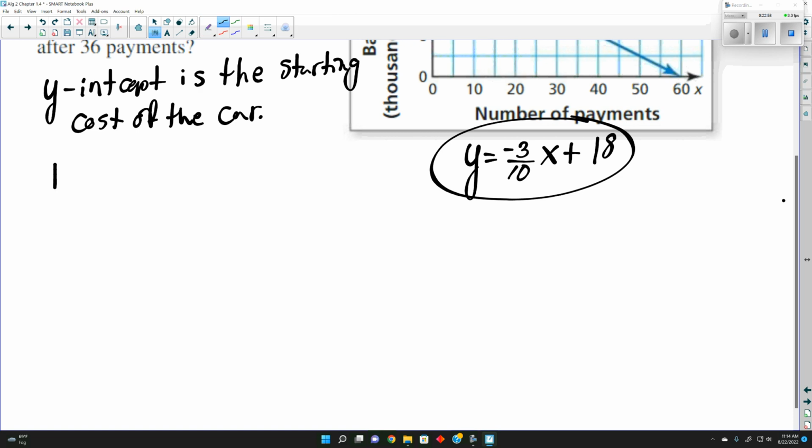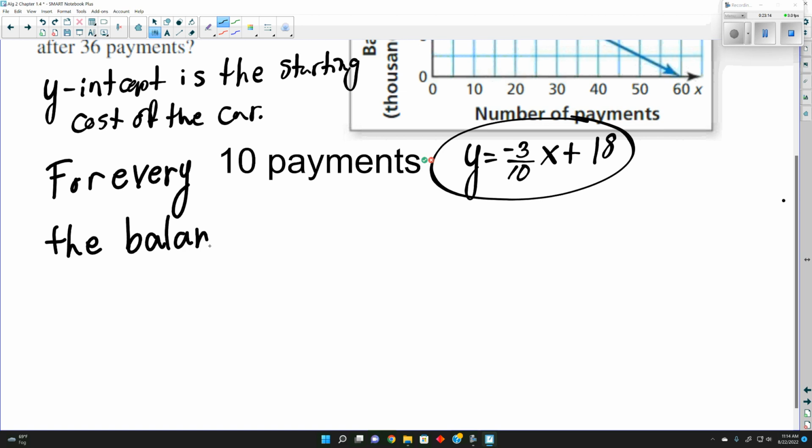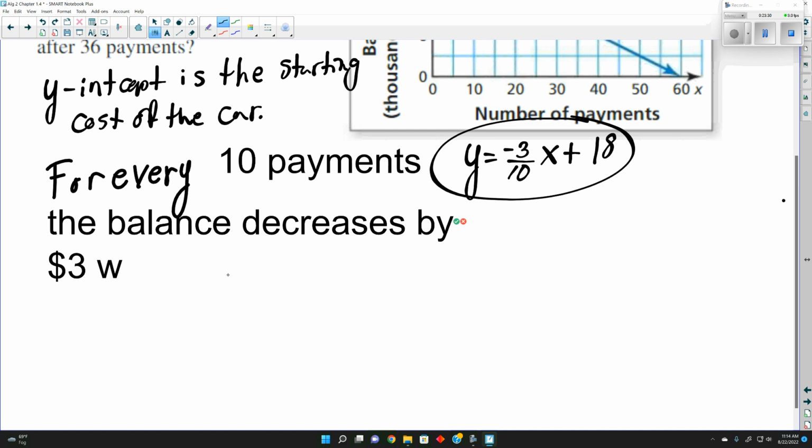Text pin: for every 10 payments, the balance decreases by $3,000.